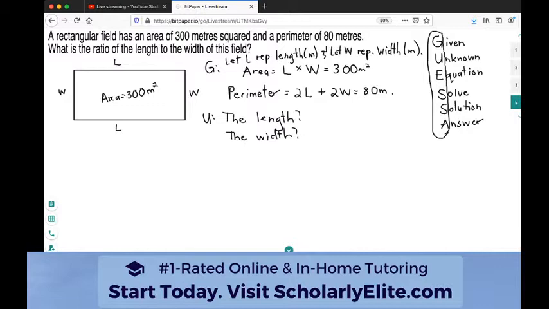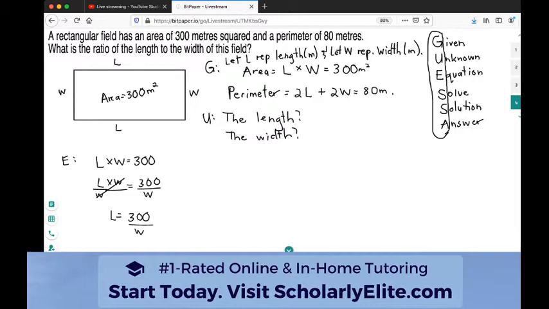So let's change this into something. We've got length times width equals 300. And we're going to change this all in terms of length. So I'm going to say length times width divided by width, because that's how I'm going to cancel out the W, equals 300 divided by width. So that means length equals 300 divided by W.